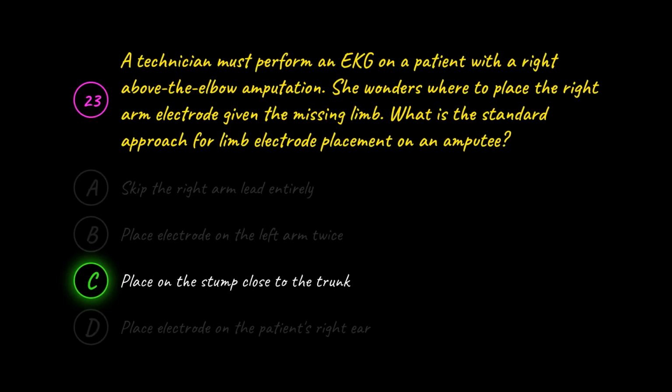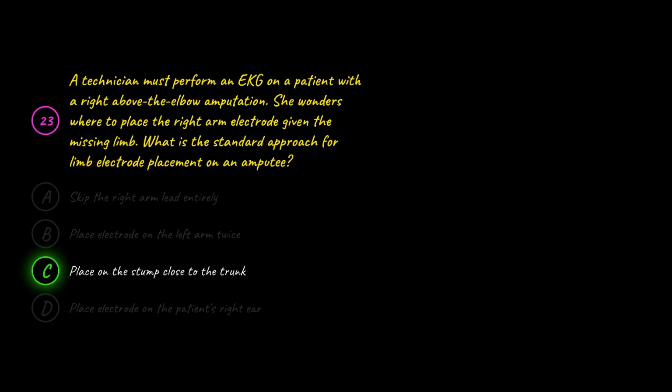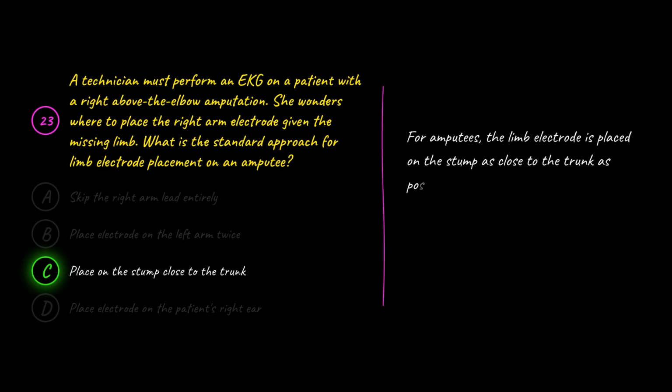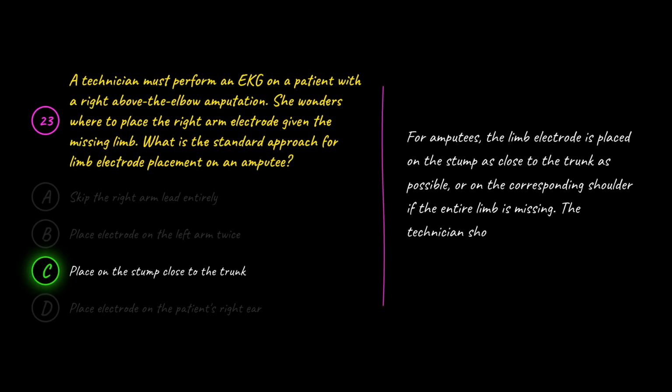The correct answer is C. Place on the stump close to the trunk. C is correct because for amputees, the limb electrode is placed on the stump as close to the trunk as possible, or on the corresponding shoulder if the entire limb is missing. The technician should document the deviation for the interpreter.